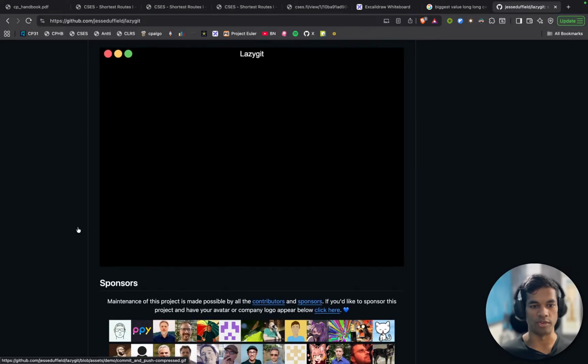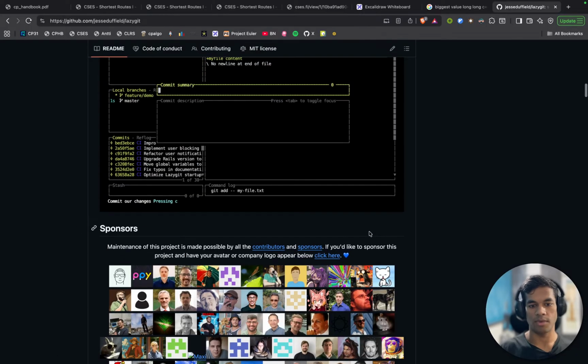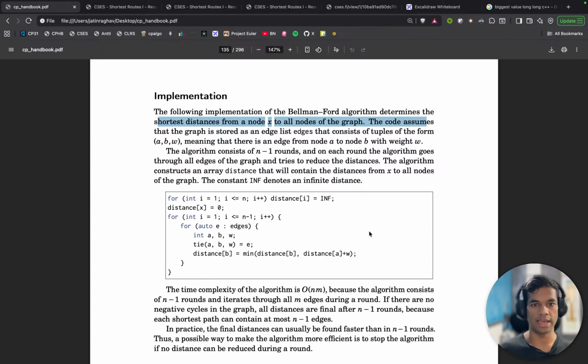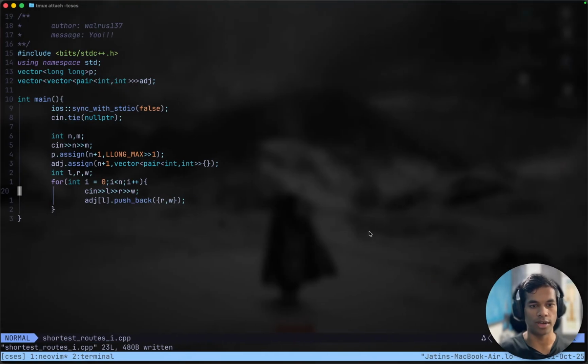That is too much information. And we can also build our own Git from build your own X.